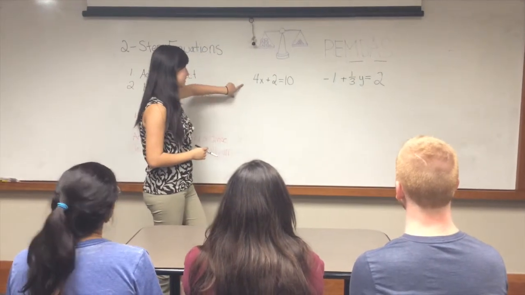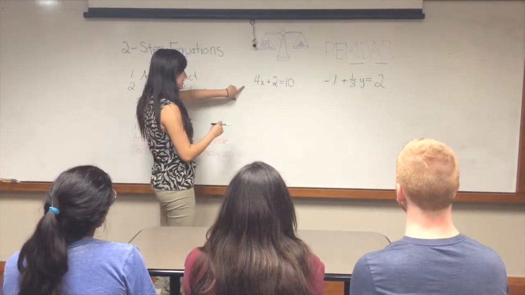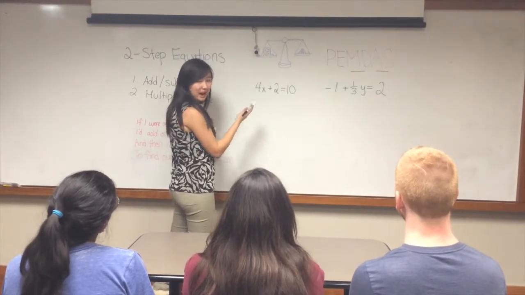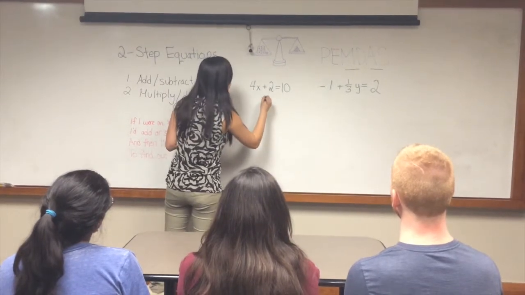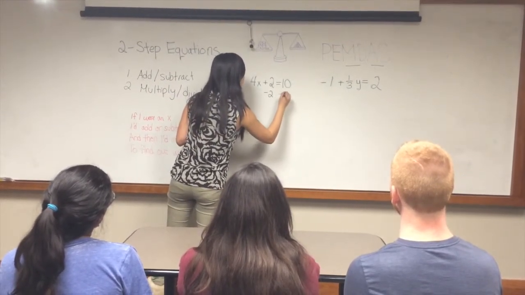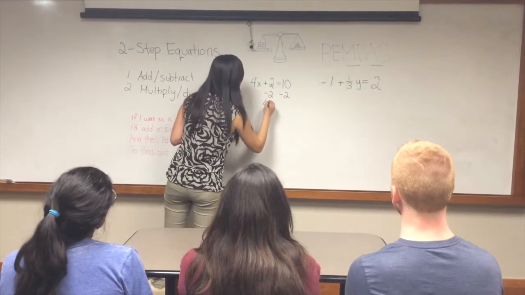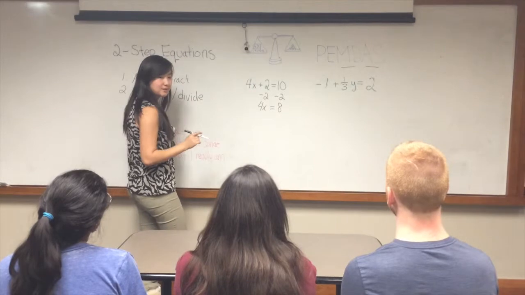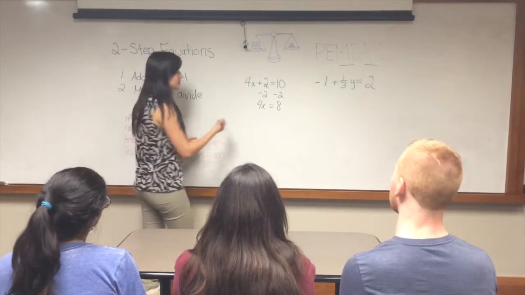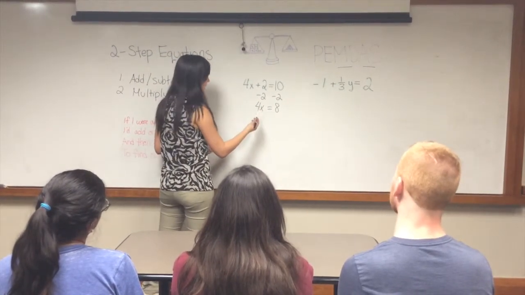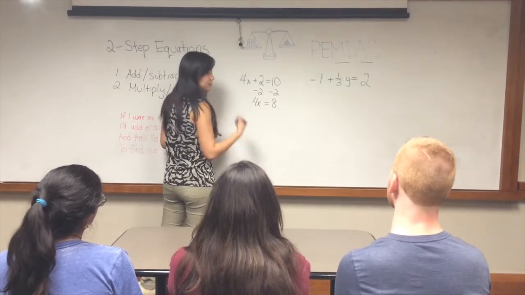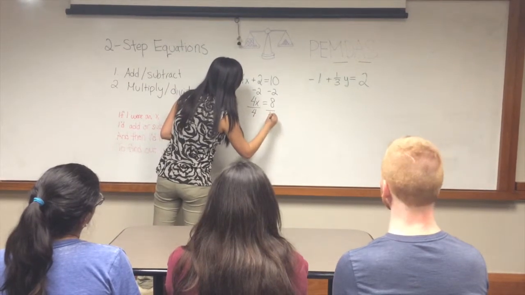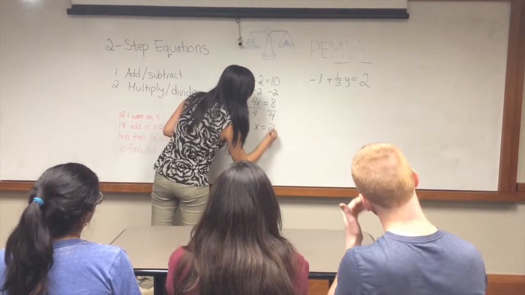So let's look at 4x plus 2 equals 10 again. Our first step is to look at the addition, where we have plus 2. The opposite of adding is subtracting. So we're going to subtract 2 on both sides to keep our scale balanced, and we get 4x is equal to 8. Next, we're going to do the opposite of multiplication, because that's what this 4 is doing to the x. It's multiplying. And when we do the opposite of multiplication, we divide both sides, and that gives us x is equal to 2.